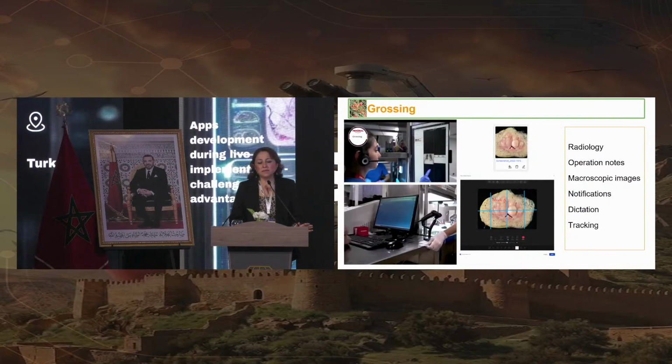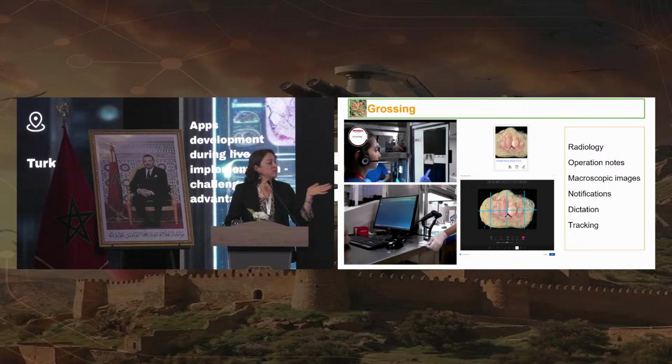At the grossing stage, you can see the radiology notes, operation notes, macroscopic images. You can take the images and upload it to the IMS. You can put notifications on the photos that which block is where. It is important that the communication is seamless between the pathologist and the pathology technicians, because they are far away. So from grossing, pathologists should be sure about the specimen.